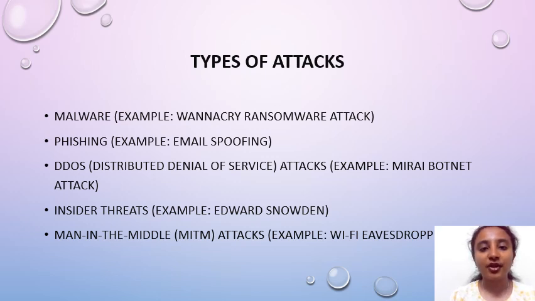The second type of attack is phishing. Example, email spoofing. Email spoofing is a common technique used in phishing attacks, where attackers forge the sender's email address to appear as if the email is from a trusted source.